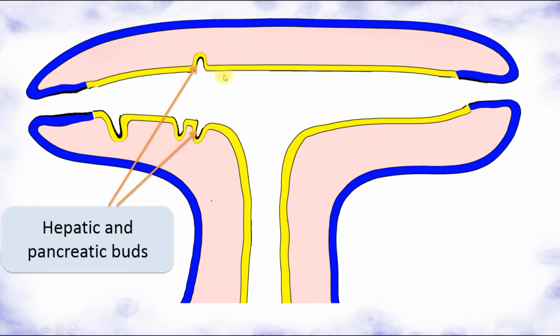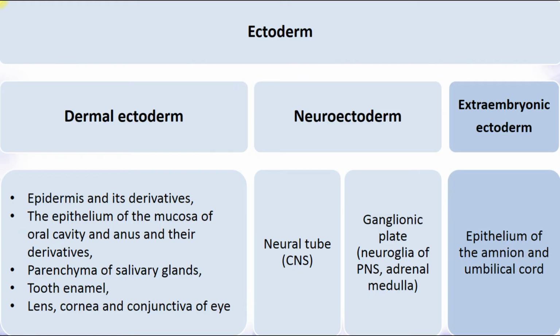They also arise in the endoderm, in the middle part of the endodermal intestinal tube. They will form liver and pancreas. And salivary glands develop from ectoderm of the oral cavity. So salivary glands have ectodermal origin. So ectoderm has three parts. It's dermal ectoderm, neuroectoderm, which is embryonic ectoderm, and also there is extraembryonic ectoderm, which forms epithelium of the amnion and umbilical cord.